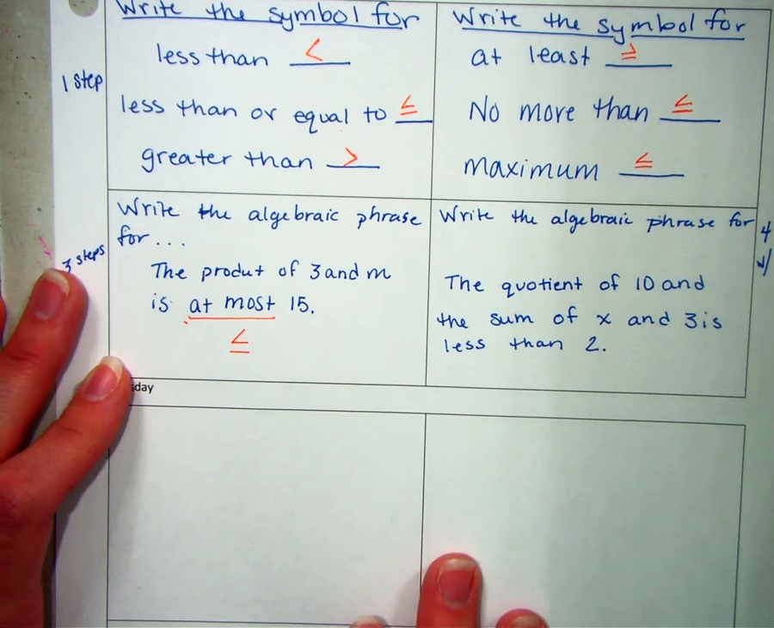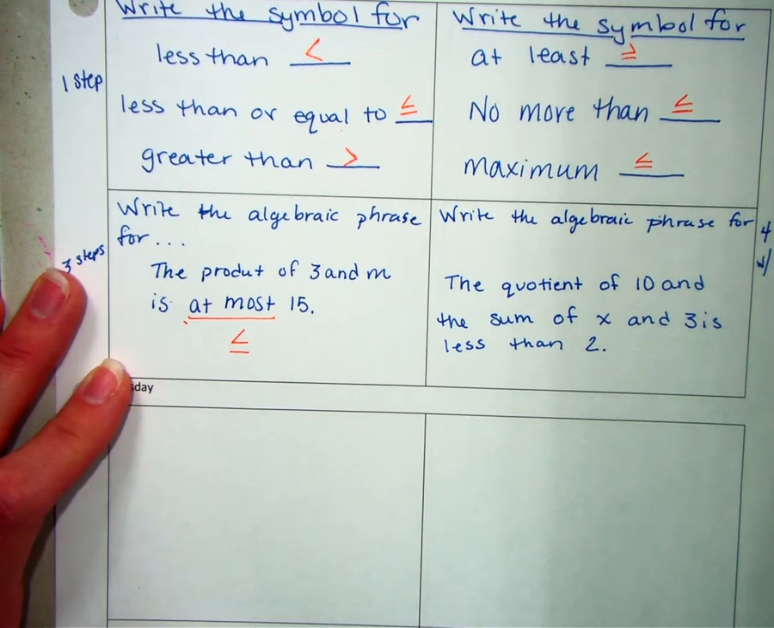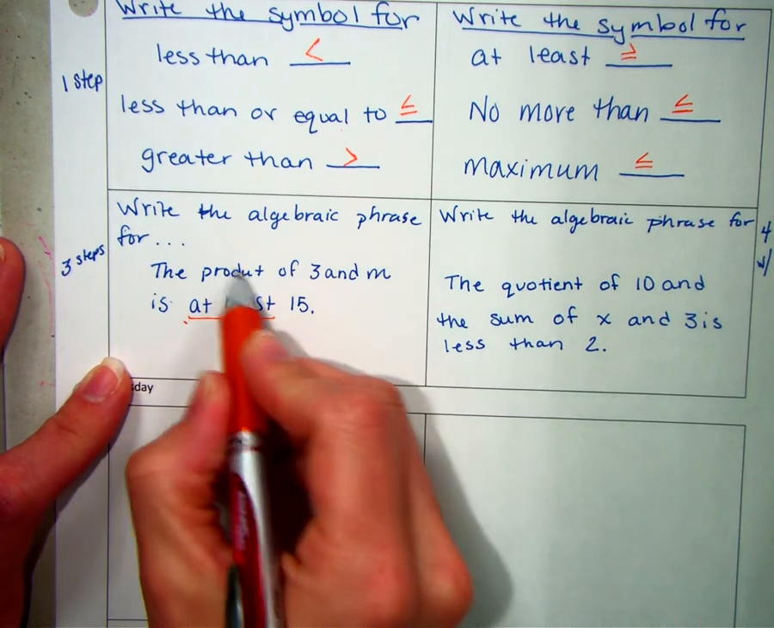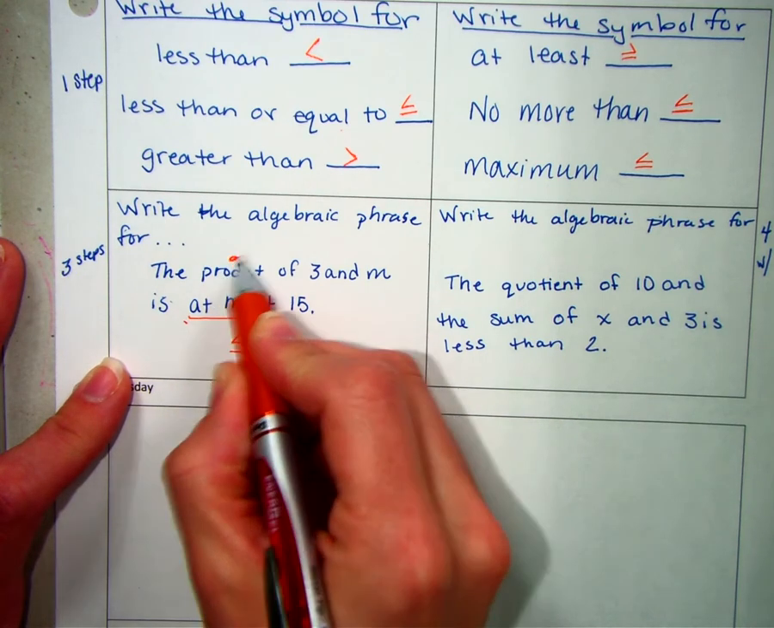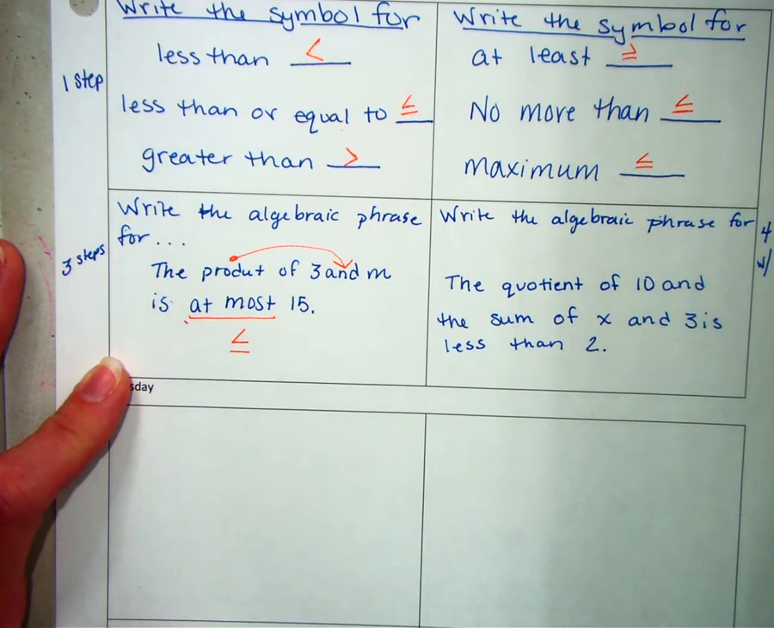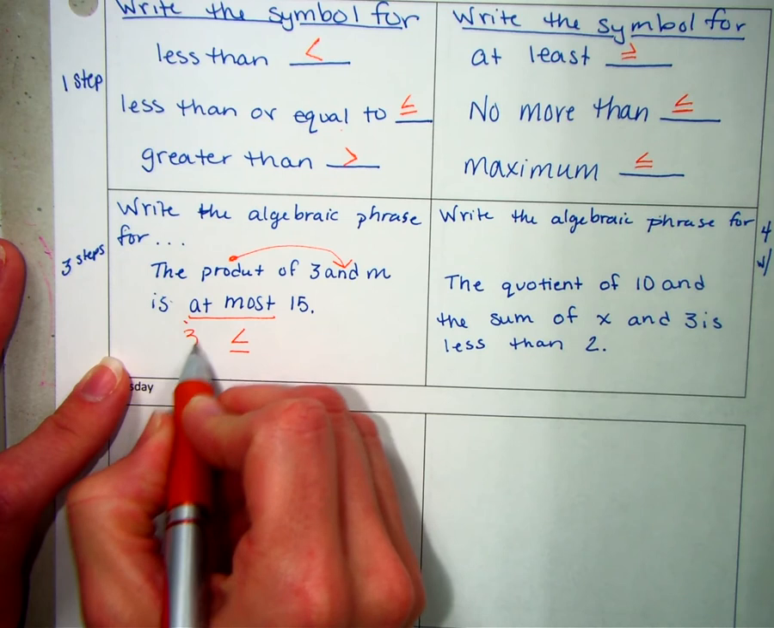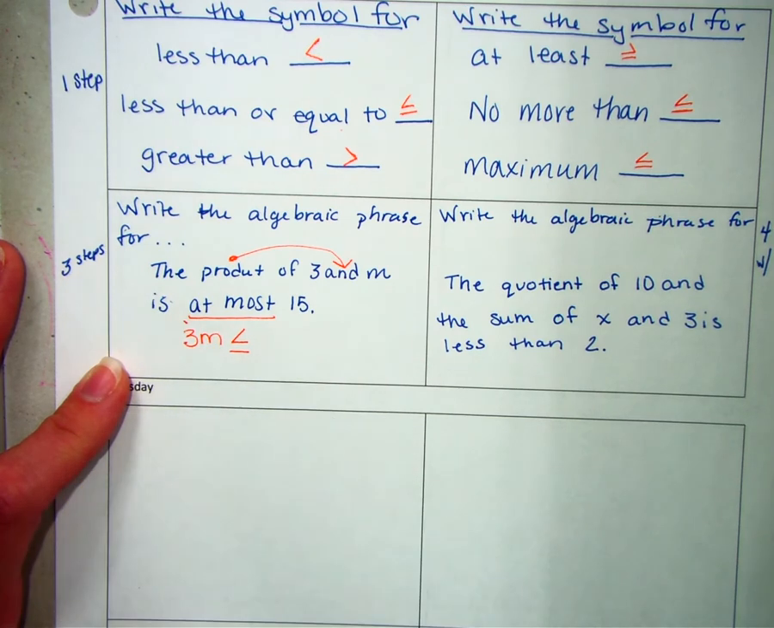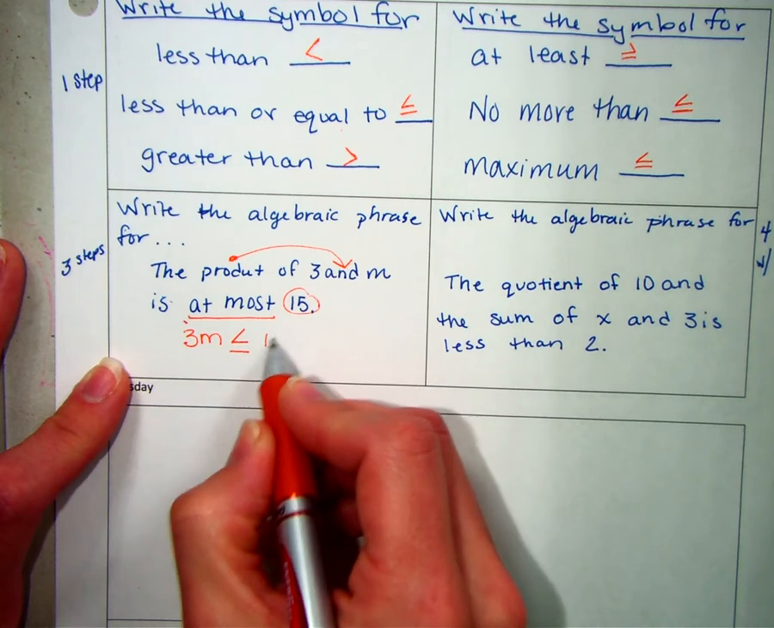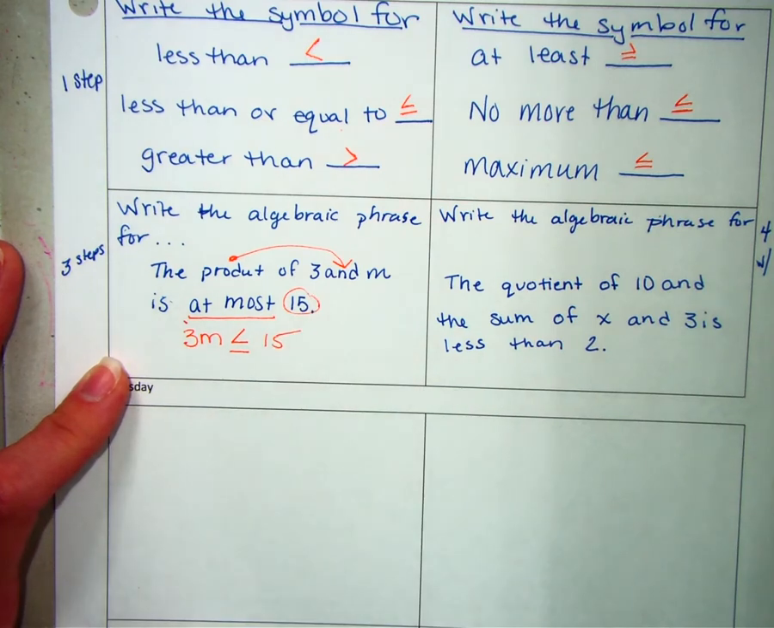Step 2, it's going to have an operation. Our operation here, product, means you're going to put a multiplication sign right there. So I'm going to multiply 3m. Step 3, finish it off with this last number. There we go. Well done.